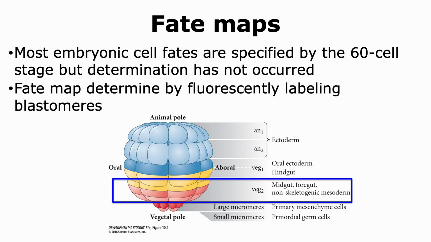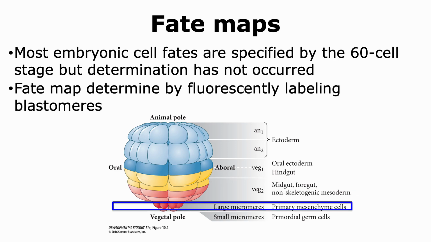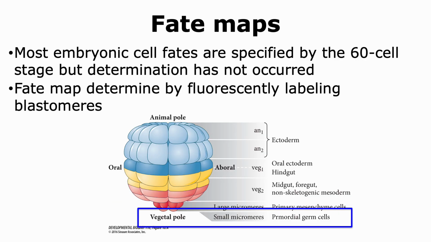They can also form non-skeletogenic mesodermal parts. And as the name suggests, this is part of the mesoderm. The large micromeres tend to form the primary mesenchyme cells that are also called the skeletogenic mesoderm or mesenchymal cells. This is part of the mesoderm. The small micromeres can form primordial germ cells and some other types of cells, but mostly it's primordial germ cells.